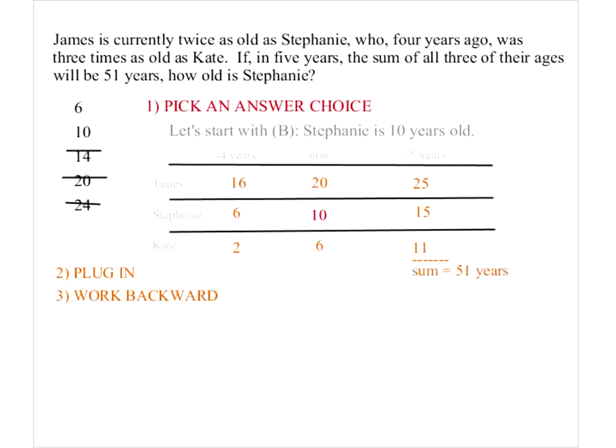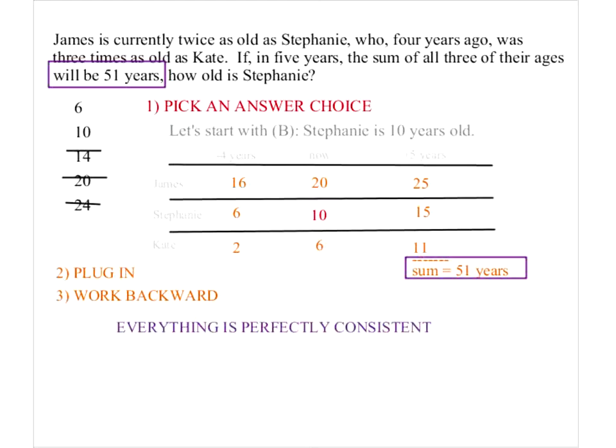So then we check. The sum is 51 years. The sum is supposed to be 51 years. And this time, everything is perfectly consistent. Correct answer.